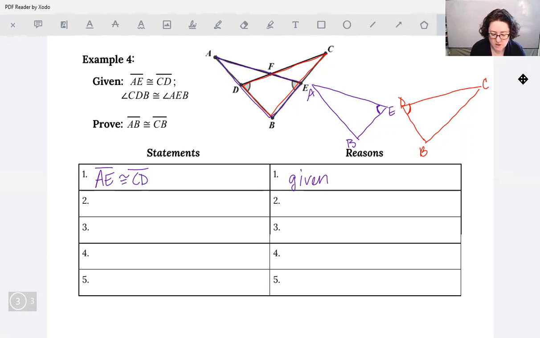Alrighty, so is that marked on the diagram? No, not yet, so let's mark it in. So AE is congruent to CD. Alrighty, so far, wait a second, we have an angle marked and a side marked.